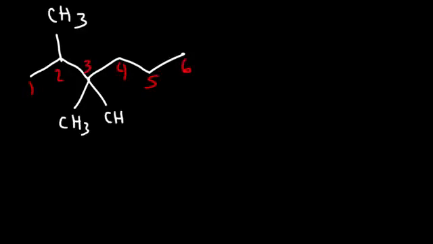Now what about this example? Go ahead and name that particular alkane. So we're going to number it from left to right because it's going to give us the lower numbers. And this time we have 3 methyl groups as opposed to 2. So the parent chain is still hexane. And so let's put it all together.